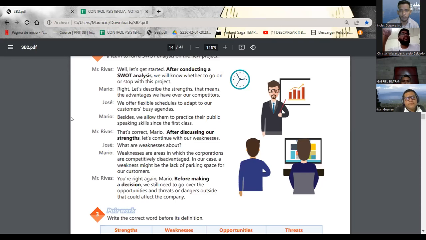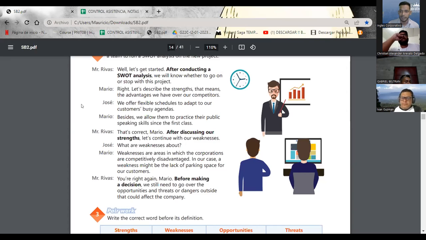After conducting a SWOT analysis, we will know whether to go on or stop with this project. Right. Let's describe the strengths, that means the advantages we have over our competitors. We offer flexible schedules to adapt to our customers' busy agendas. Besides, we allow them to practice their public speaking skills since the first class. That's correct, Mario. After discussing our strengths, let's continue with our weaknesses. What are weaknesses about? Weaknesses are areas in which the corporations are competitively disadvantaged. In our case, a weakness might be the lack of parking space for our customers. You're right again, Mario. Before making a decision, we still need to go over the opportunities and threats or dangers outside that could affect the company.